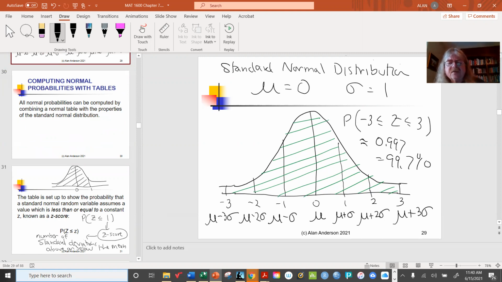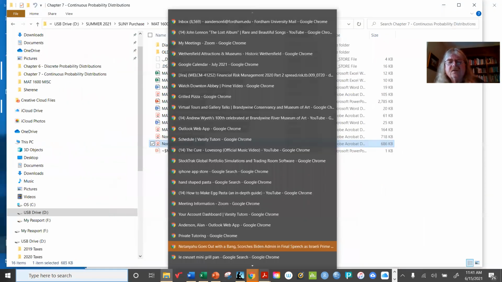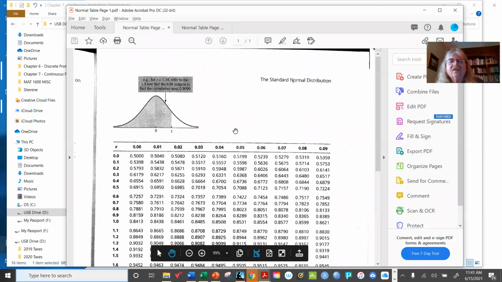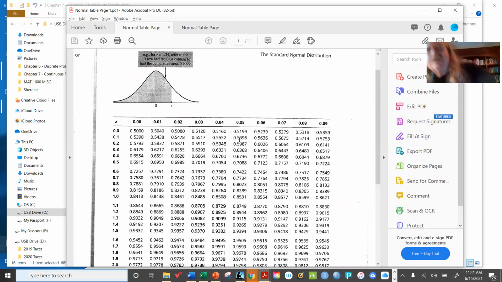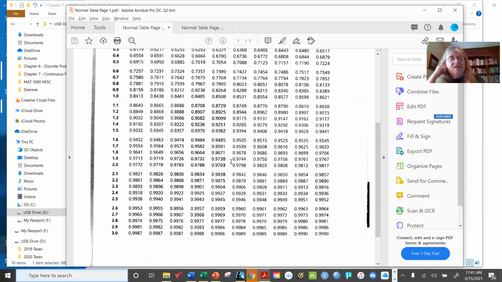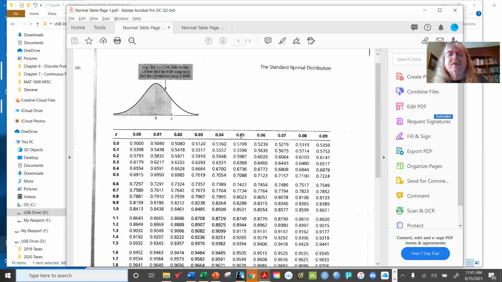Now, I did post tables on Moodle. These tables were actually a lot more useful in ancient times when we didn't have these wonderful calculators. Back in the day, somebody had to sit down and do all of this by hand. And this is the result of their labors, which means we can use this table, even if we don't have a calculator, to calculate probabilities under this curve.